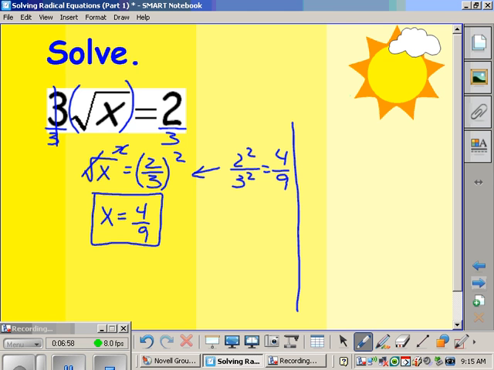Now over to the right, I'm going to double check that. So I'm going to write 3 radical x equals 2. And I'm going to replace the x with 4/9 because we feel that it should be 4/9. So let's check.